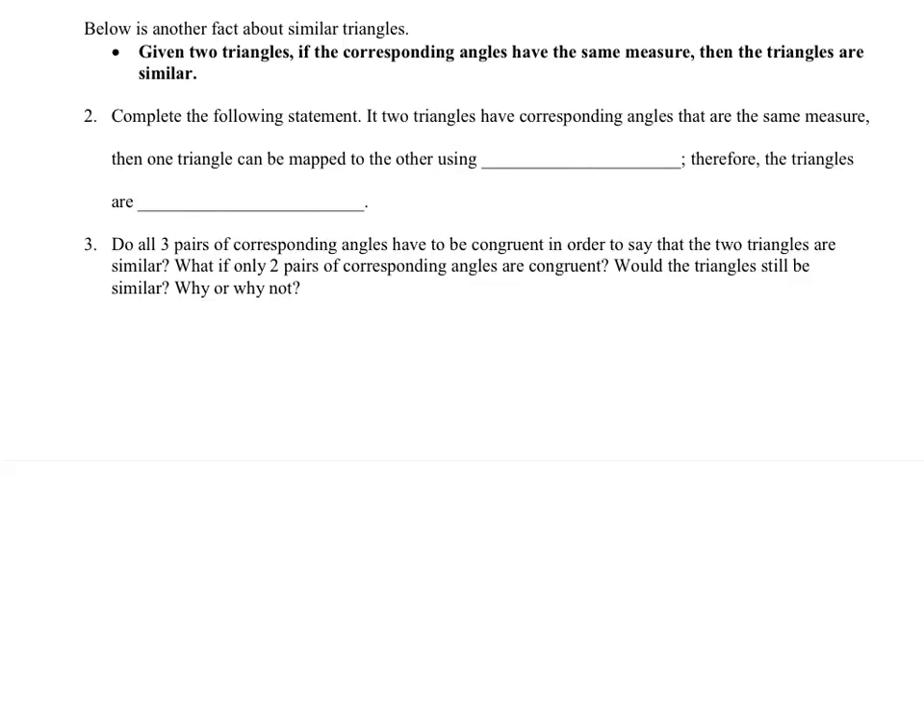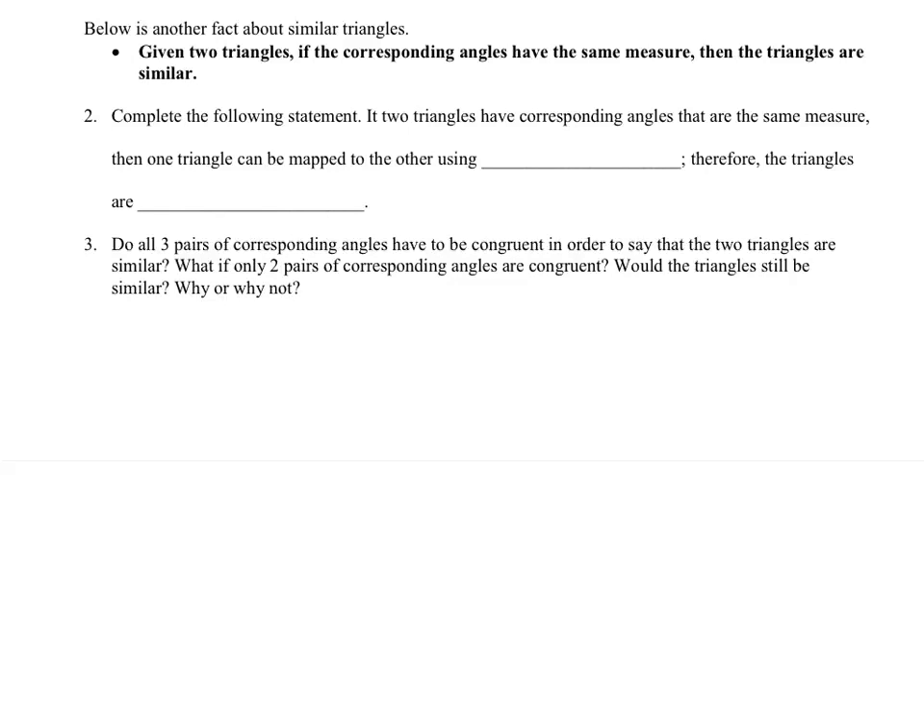So below is another fact about similar triangles. Given two triangles, if the corresponding angles have the same measure, then the triangles are similar. So if two triangles have corresponding angles that are the same, then one triangle can be mapped onto the other using transformations. Therefore, the triangles are similar.